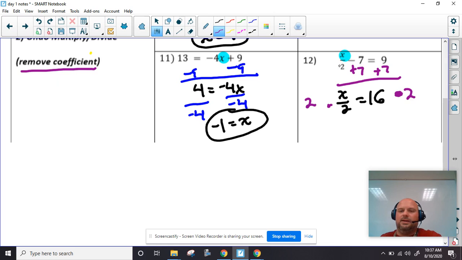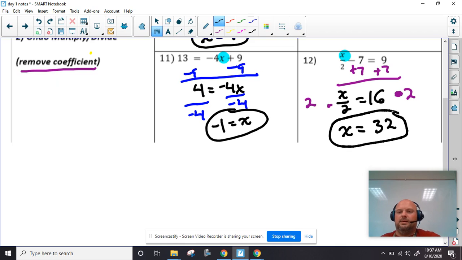And make sure that's a dot and not a negative. So we have x equals 32. All right, so two-step equations. Basically, it's like if the one-step equations for add and subtract and multiply and divide had a baby, that's what this is. I'm doing the same thing.